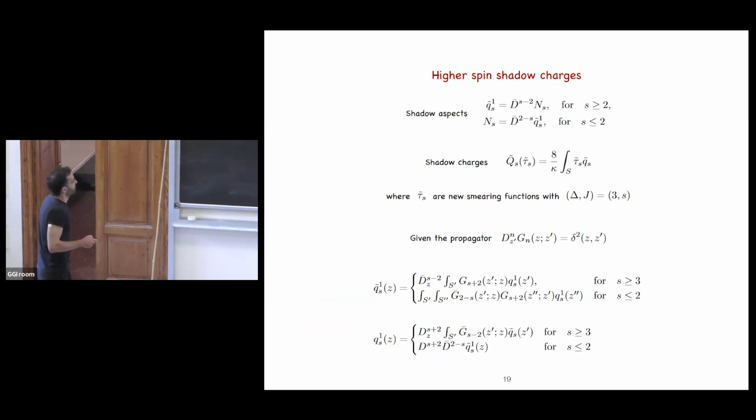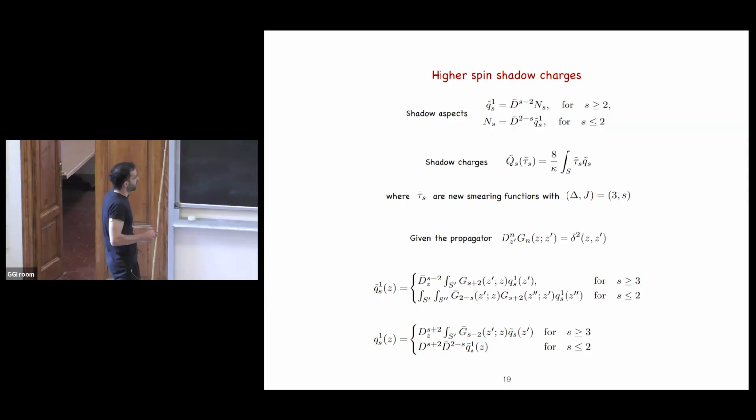And you can then use this shadow aspect to define soft shadow charges with some parameters tau tilde, which now have to live in this representation delta equal 3 and s, and j equal s. And this q tilde would have delta equal minus 1 and spin s, helicity j equal minus s. So it still gives you the combination where the total object has delta 2 and spin 0. And then this object can be defined introducing this propagator here. So this Gn is a propagator that allows you to invert n powers of the derivatives.